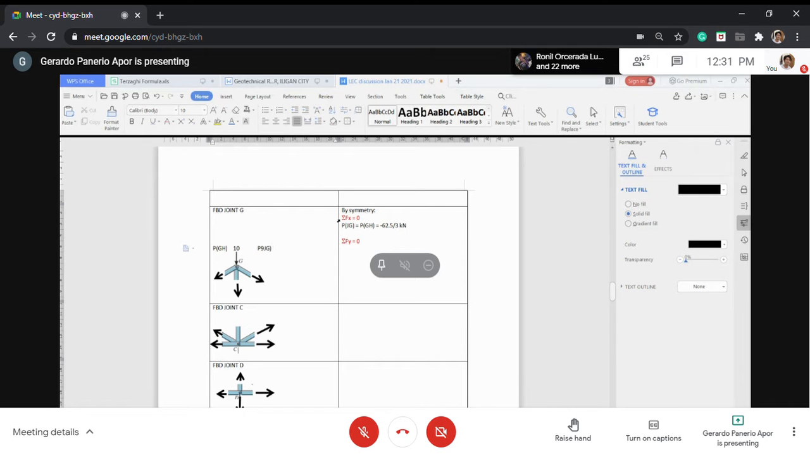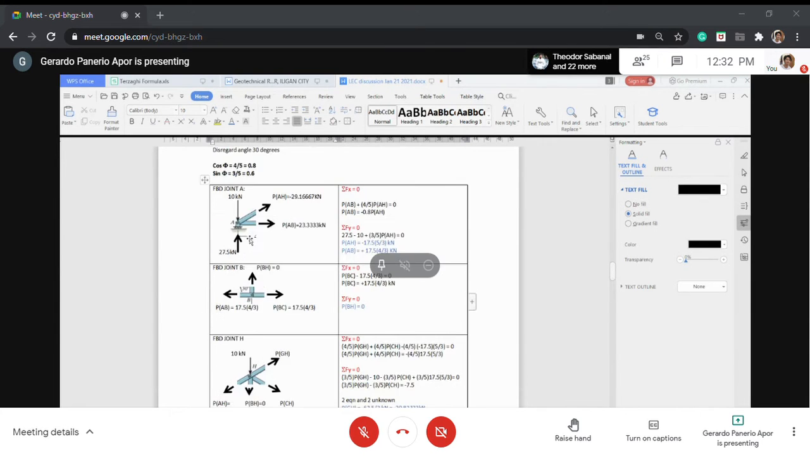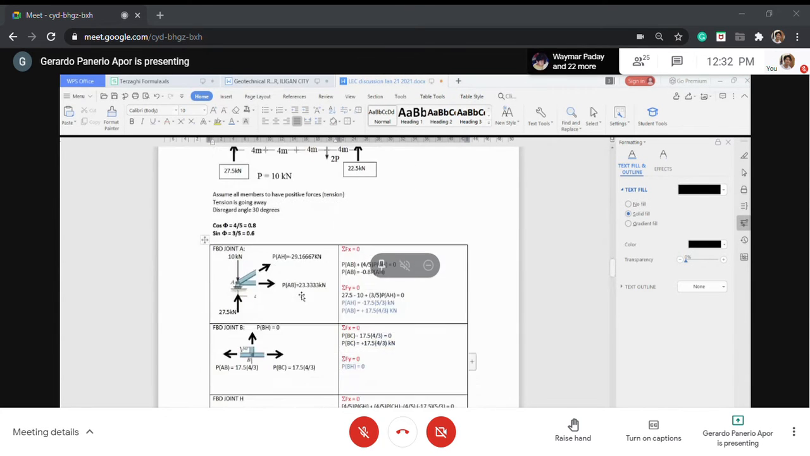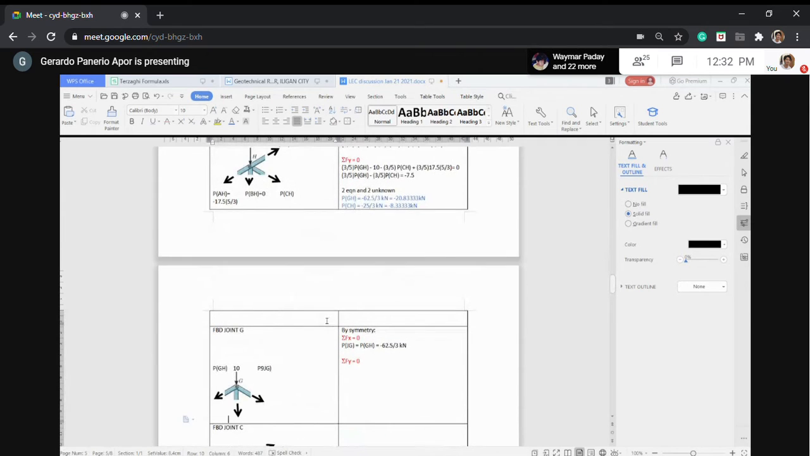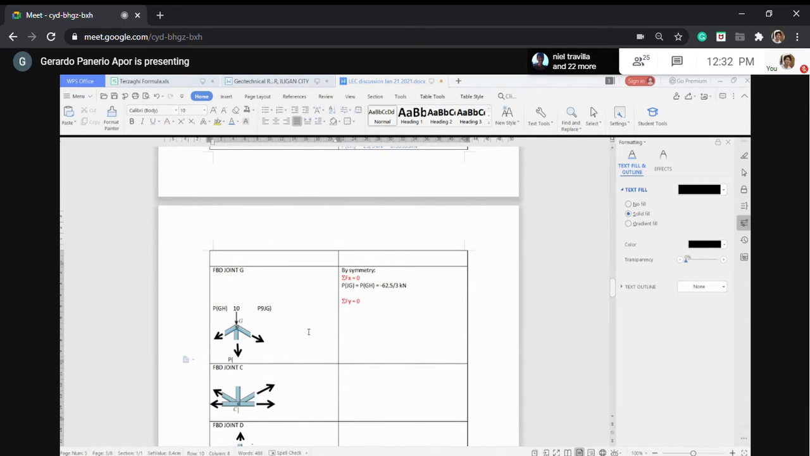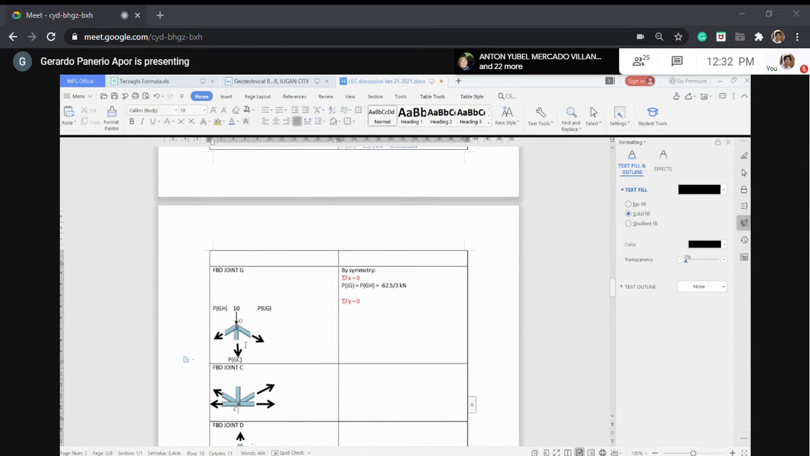JJ here, and then might be here. This is PGC, no? PGC. So I will call that PGC. Okay. If I'm going to sum up forces X, PGG equals PGH, no? So whatever the value of PGH will also be the value of PGG. So if this is compression, this is also compression, no?